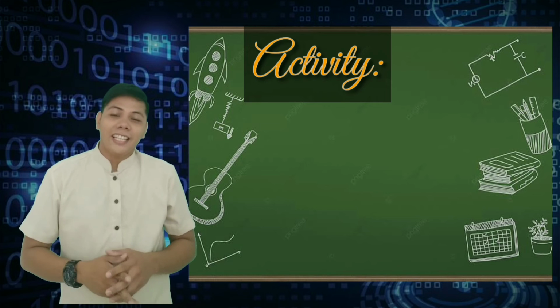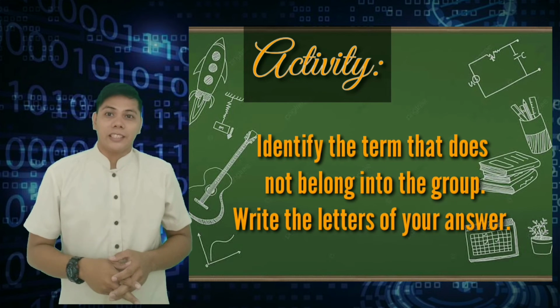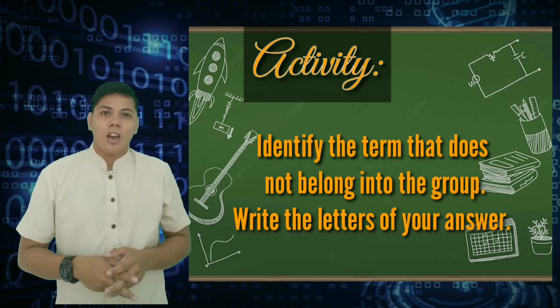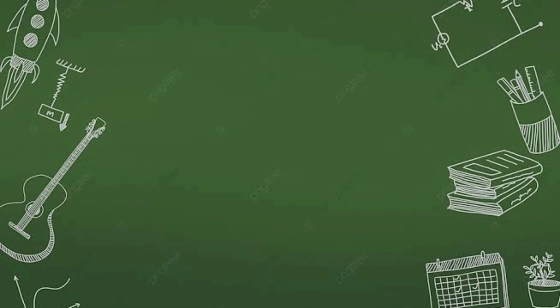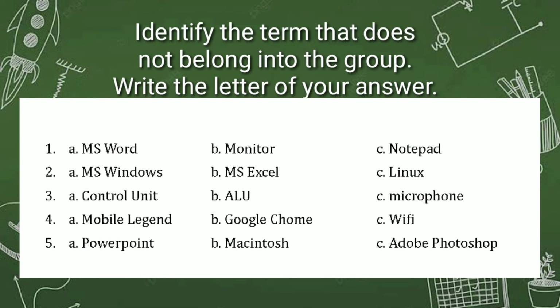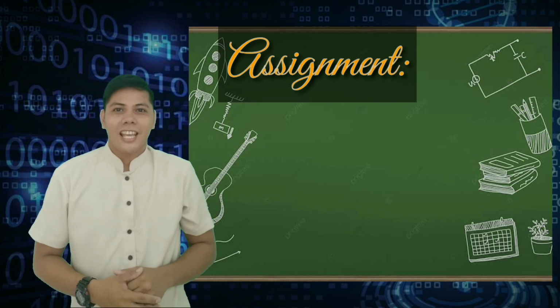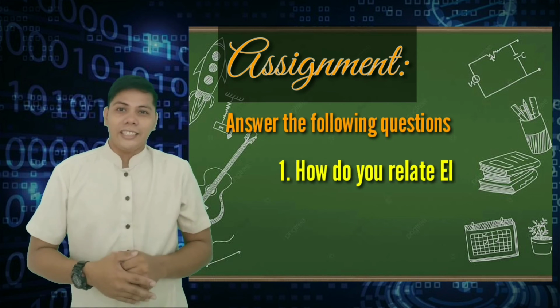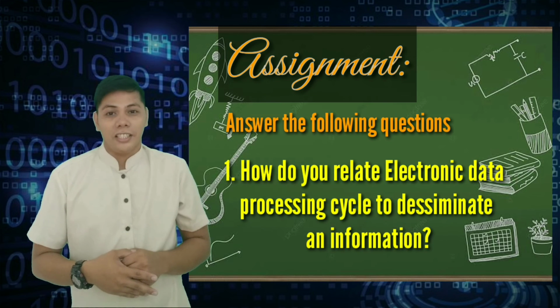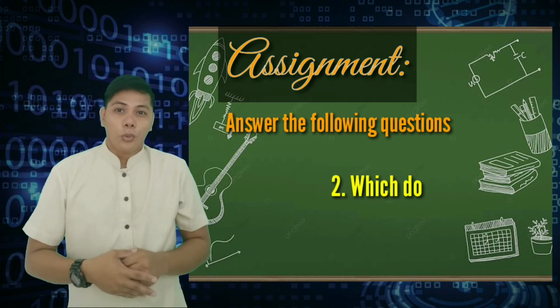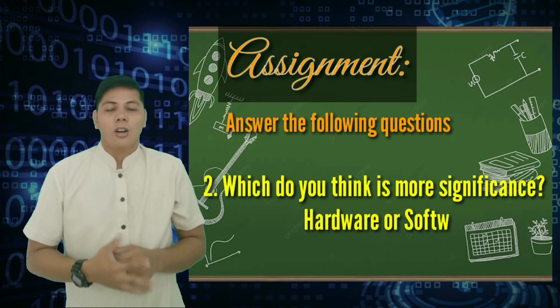For your activity today, kindly get a quarter sheet of paper. Identify the term that does not belong in the group. Write the letters of your answer. For your assignment, answer the following questions. Number 1, how do you relate the electronic data processing cycle to disseminating information? Number 2, which do you think is more significant, hardware or software?